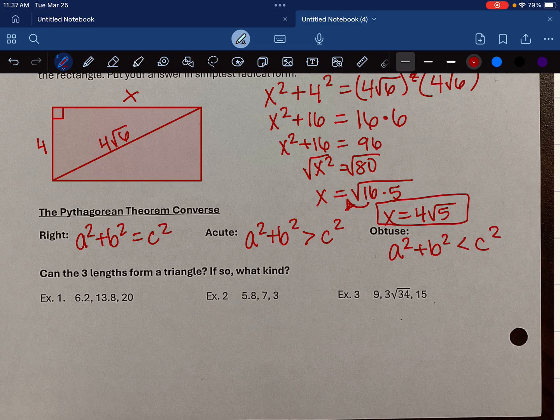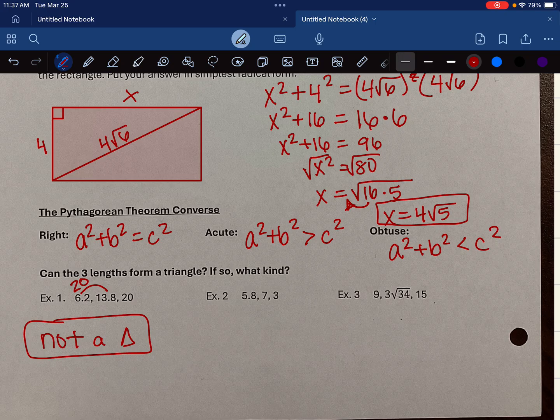Now, the first thing you have to figure out is, can the 3 lengths even form a triangle? Do you guys know how to tell if you can form a triangle based off 3 side lengths? Just add. You add the 2 shorter sides, and the sum has to be longer than the third side. Okay? So, what's 6.2 plus 13.8? 20. Is 20 greater than 20? No, right? So this is not a triangle. Those are the easy ones because you don't have any extra work to do. Okay?